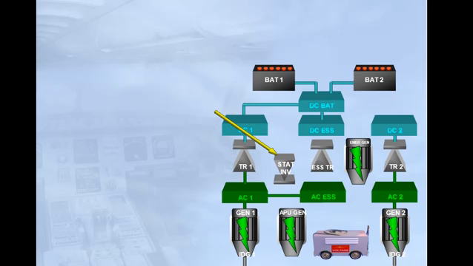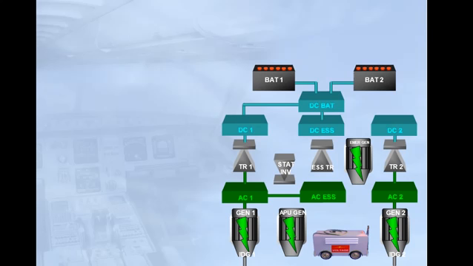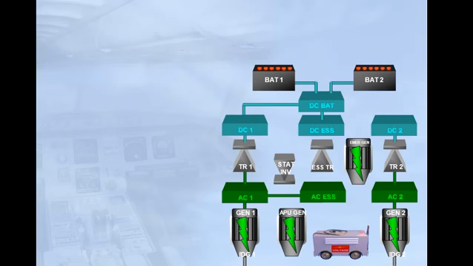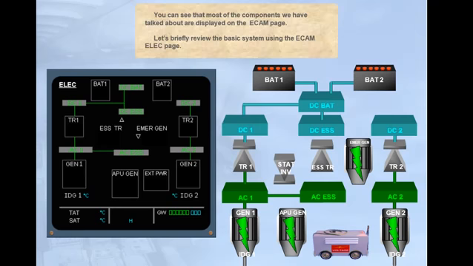Finally, a static inverter allows part of the AC electrical network to be supplied from BAT 1. Now, let's see how this information is presented to the pilots in the cockpit. We will introduce the ECAM electrical page. You can see that most of the components we have talked about are displayed on the ECAM page. Let's briefly review the basic system using the ECAM electrical page.